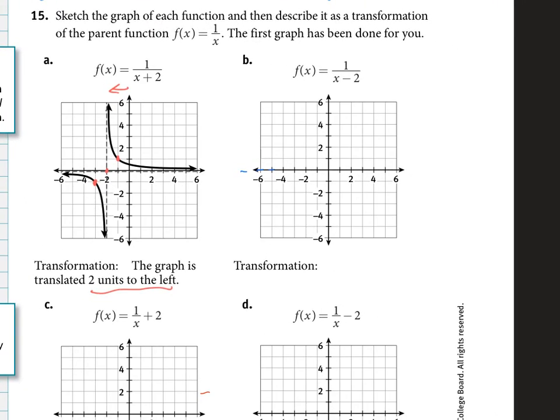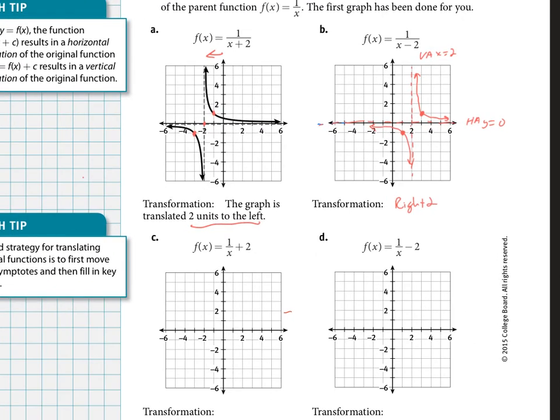So I'm looking at B. This has been shifted to the right 2 because it's x minus 2. So my vertical asymptote is at x equals 2. My horizontal asymptote is at y equals 0. And again, if I plug in 3, I'm going to get 1, because 1 over 3 minus 2 is 1 over 1. And if I plug in 1, I get negative 1. So I get this, and I get this, and I'm able to draw a quick sketch of that. It looks very similar to the original, just shifted to the right 2.